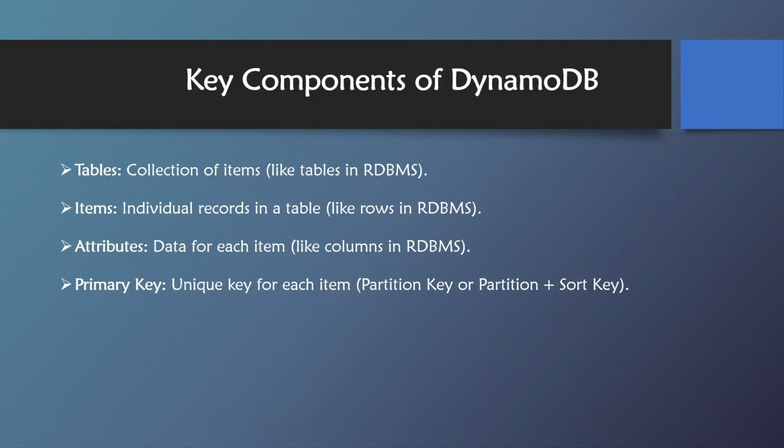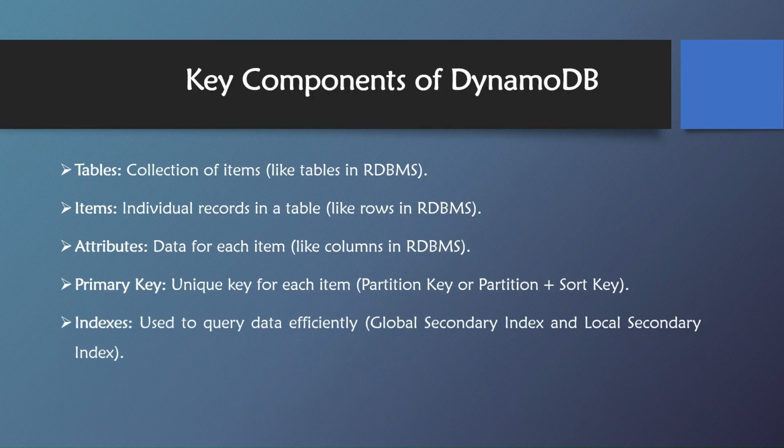So it can be just a partition key, for example user ID, or a combination of a partition key and a sort key, that is user ID and a timestamp. So the next we have is indexes. Indexes help you find items faster. You can think of them like special search filters that help you quickly find records based on certain attributes.